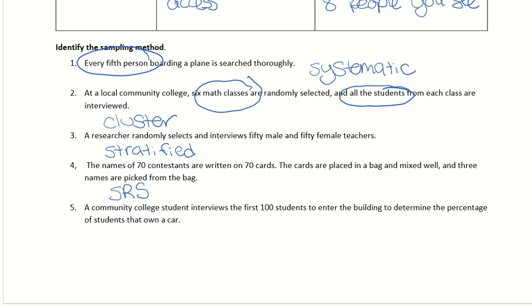And then finally, a community college student interviews the first 100 students to enter the building. This is a convenience sample. It's not random at all. It's just what's going to be easiest for the surveyor. So this is convenience sampling. All right, so that is your start to vocab for statistics.